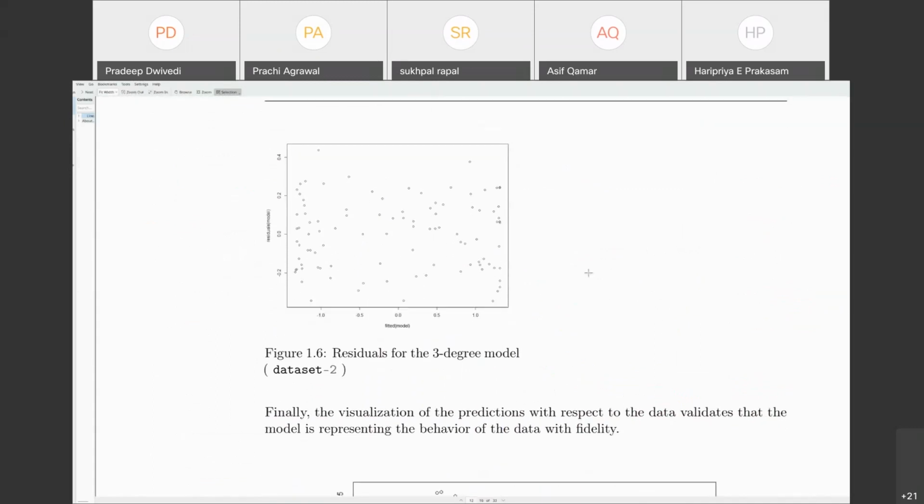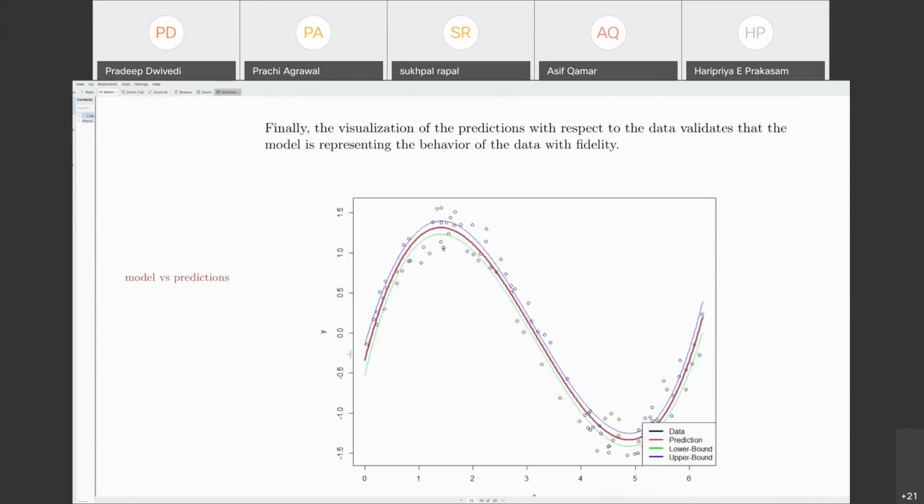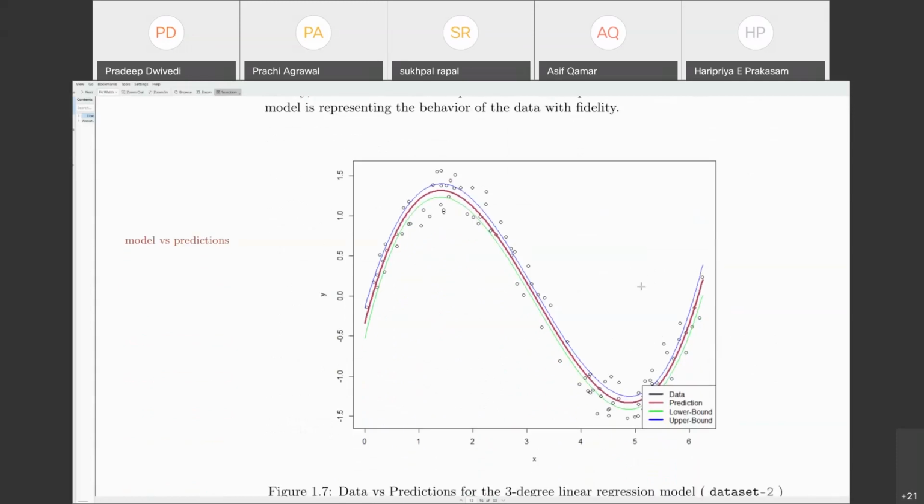And finally, what is the last step? We need to visualize the predictions on the data. Let us do that. And now look at the maroon, the predictions. Do you think this is a good model for the data? Yes. Yes, it is. It is indeed, right?